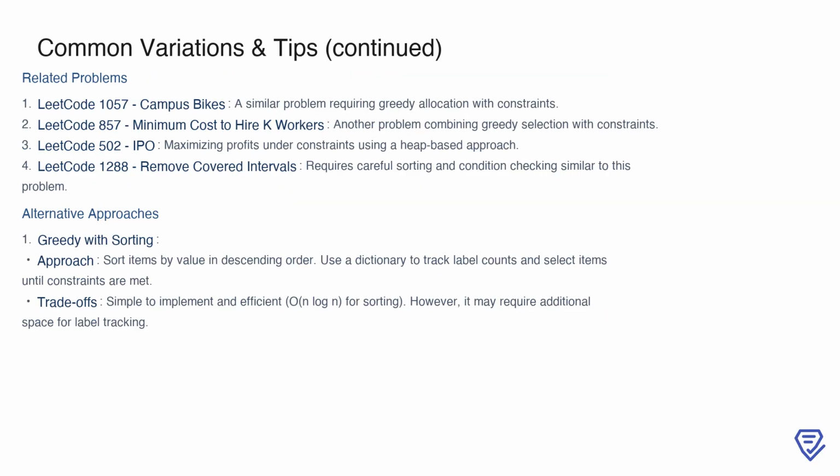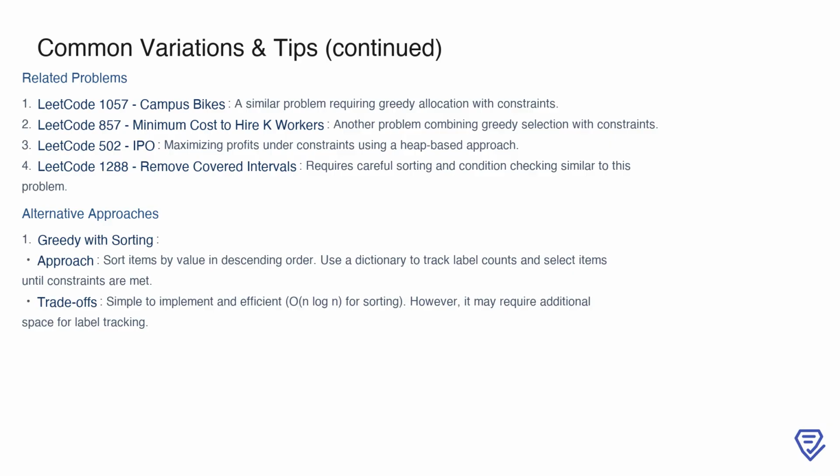This problem shares similarities with several other LeetCode problems, which can provide additional practice and insights. For example, LeetCode 1057, Campus Bikes, also involves greedy allocation under constraints. Another related problem is LeetCode 857, Minimum Cost to Hire K Workers, which combines greedy selection with specific rules for grouping. LeetCode 502, IPO, focuses on maximizing profits under constraints, often using a heap-based approach, while LeetCode 1288, Remove Covered Intervals, shares the need for careful sorting and condition checking. These problems are valuable for building intuition about constraint-based optimization.